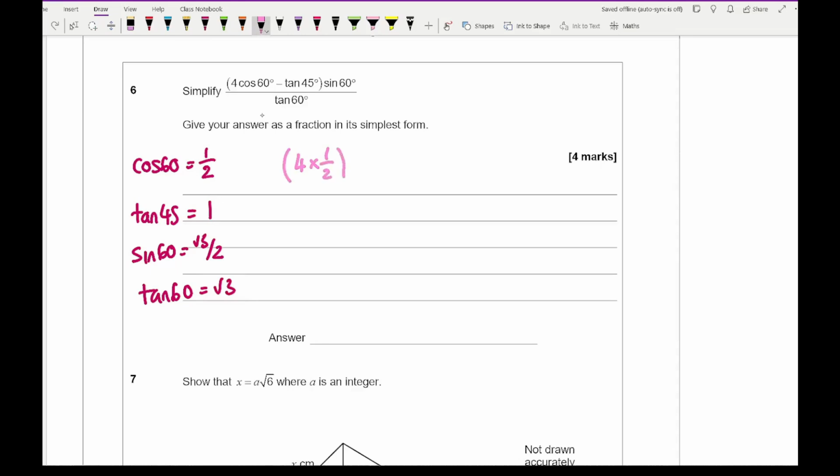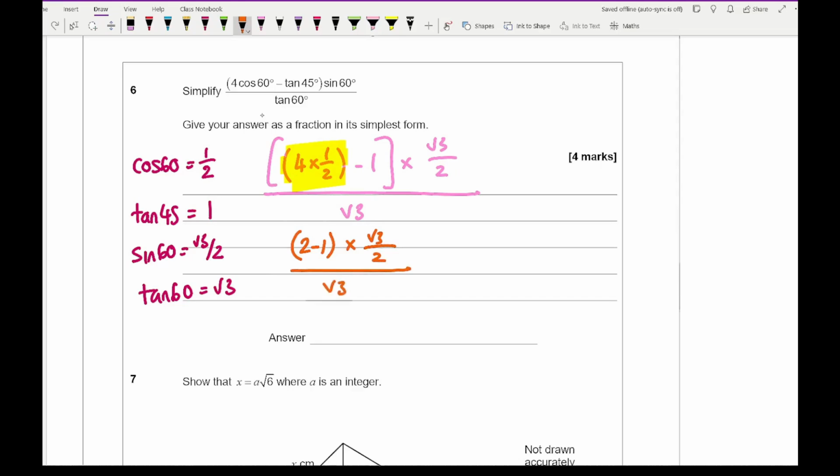So then substituting each of those into this combination here, I've got 4 times a half minus 1 multiplied by root 3 over 2, all divided by root 3. So then let's work with simplifying this. So half times 4 is 2, so that becomes 2 minus 1, multiplied by root 3 over 2, all divided by root 3. So 2 take away 1 is 1, so that becomes root 3 over 2 over root 3.